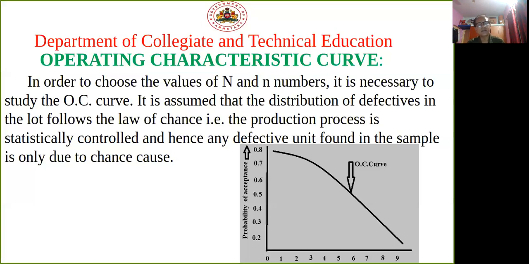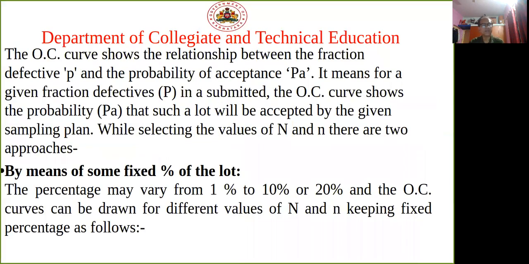Before studying all those things, let us see how these curves can be drawn. As I've told you, they depend upon capital N and small n. Now see here, the OC curve can be drawn by means of some fixed percentage of the lot.